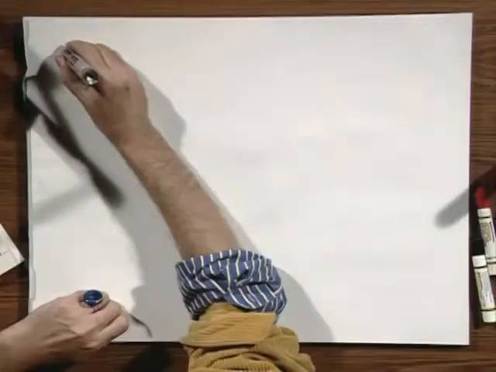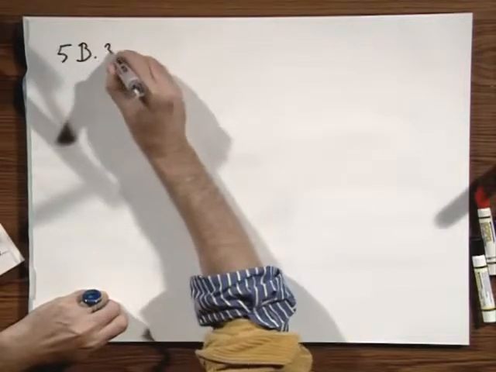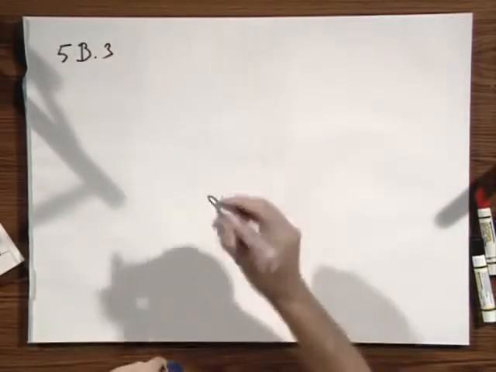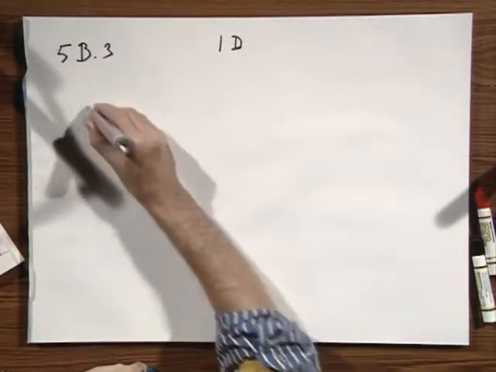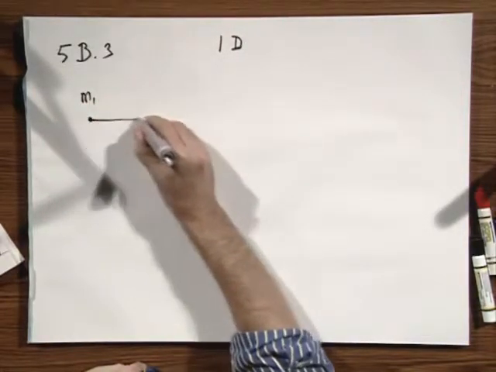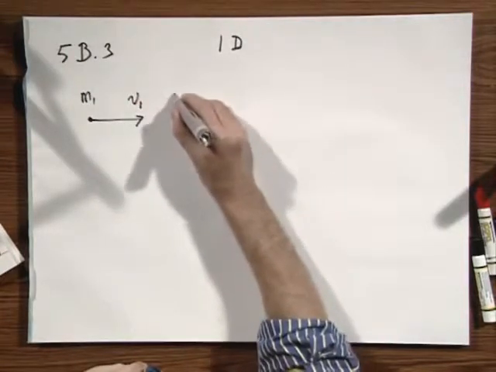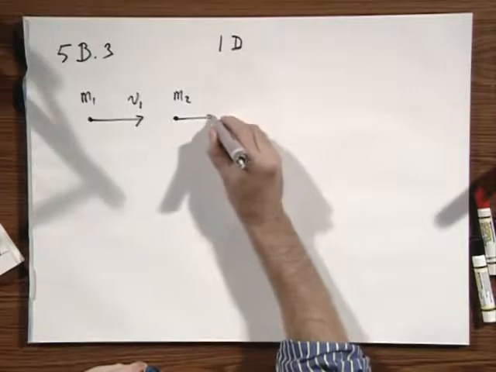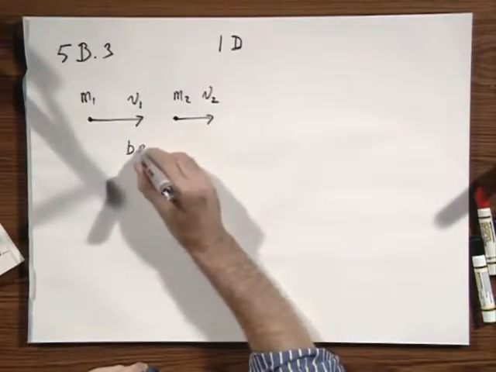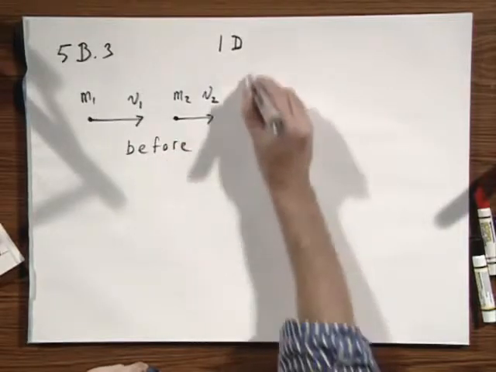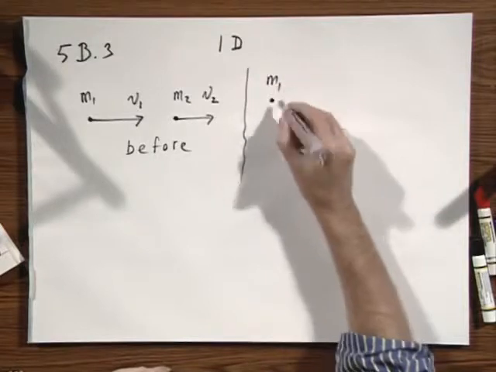So let's now get to problem number 5b3, and I will get back to the first problem later. It is a one-dimensional collision. I start out with object mass m1, and it has velocity v1, and it collides with mass m2, which has velocity v2. This is before the collision. And here we see the situation after the collision very schematically.